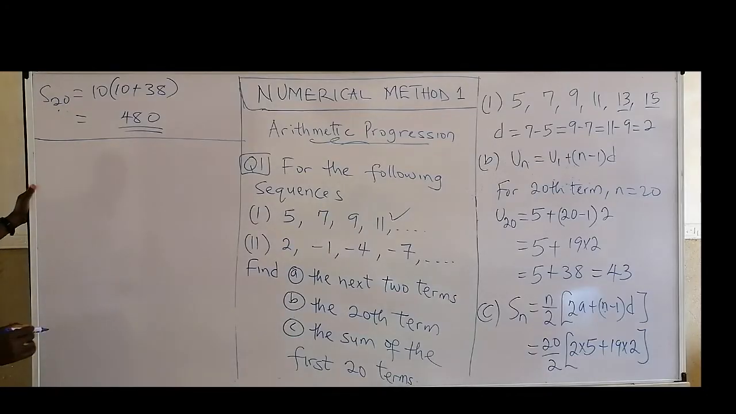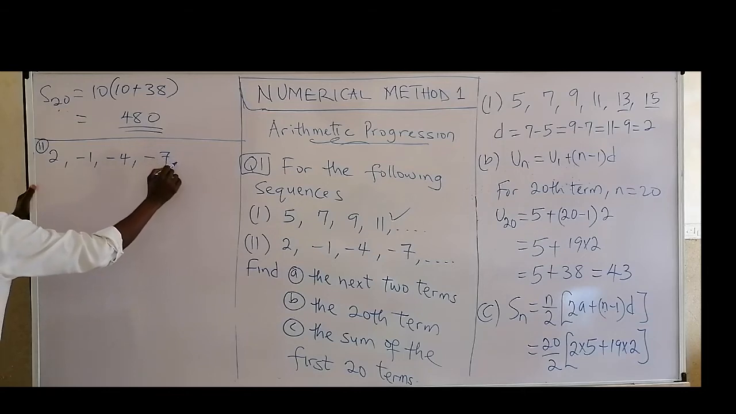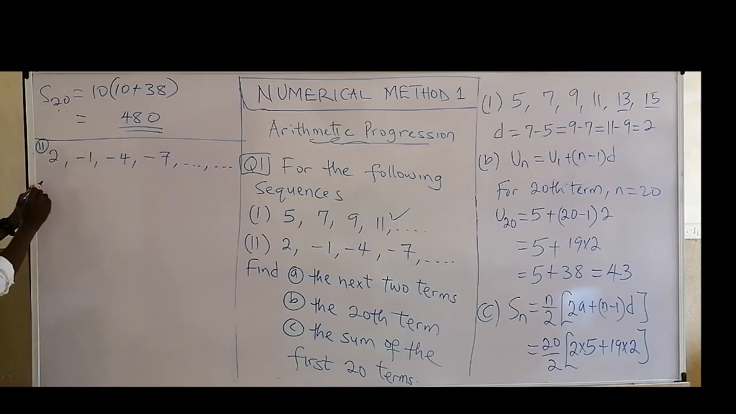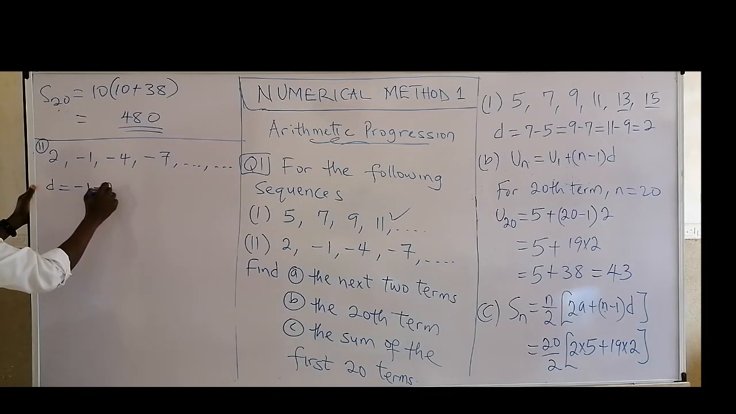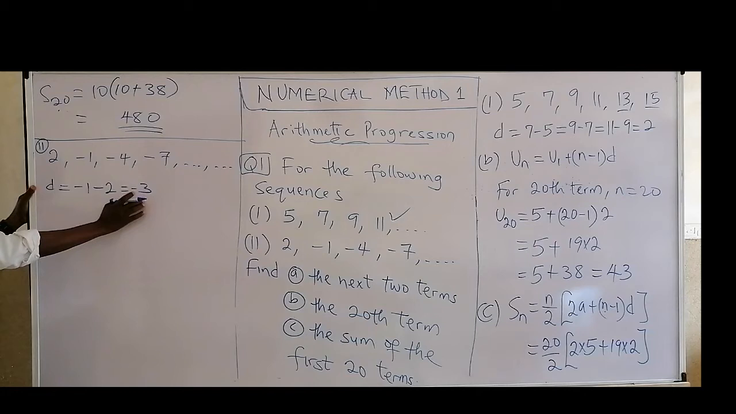For number 2, we have 2, minus 1, minus 4, minus 7. We want to find the next two terms. Okay, let's find that. What we can do is get the common difference. That'll be minus 1, the second term, minus the first term, and that's minus 3. That means this sequence is changing by a common difference of minus 3.